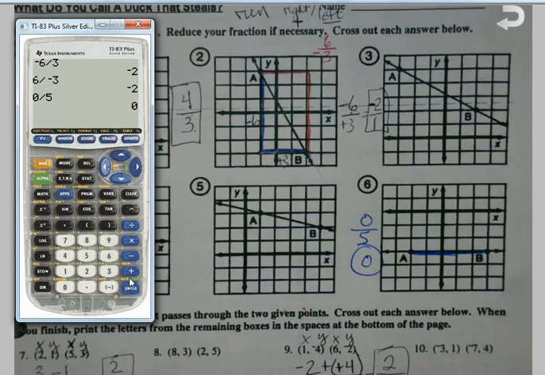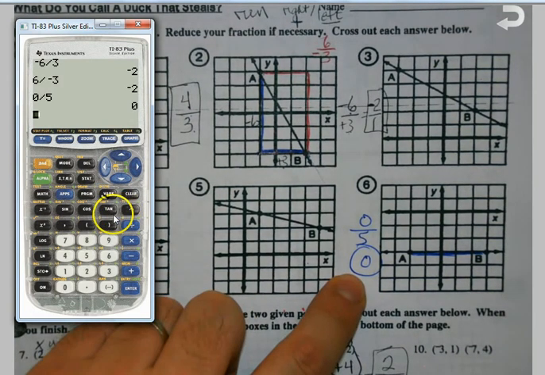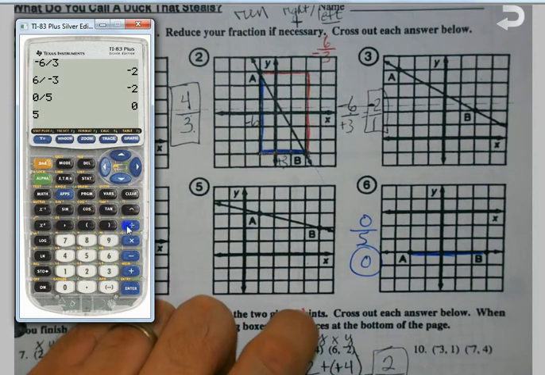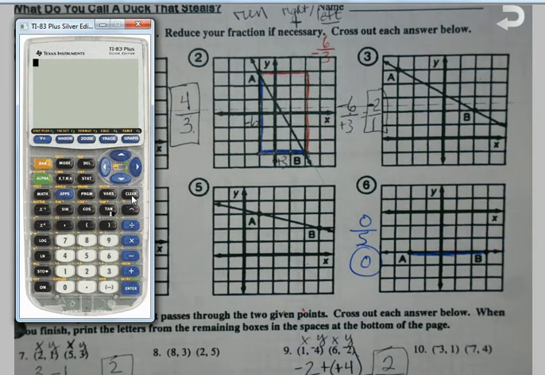If that line would have been up and down, if it would have been vertical, then it's undefined. But that's the cool thing with the calculator. If you're not sure if it's 0 or undefined, what you can do is punch it in the calculator like this, because if it would have been 5 divided by 0, which it's not for this one, you're going to get an error message. Error means undefined, and that's how I'd know the difference.